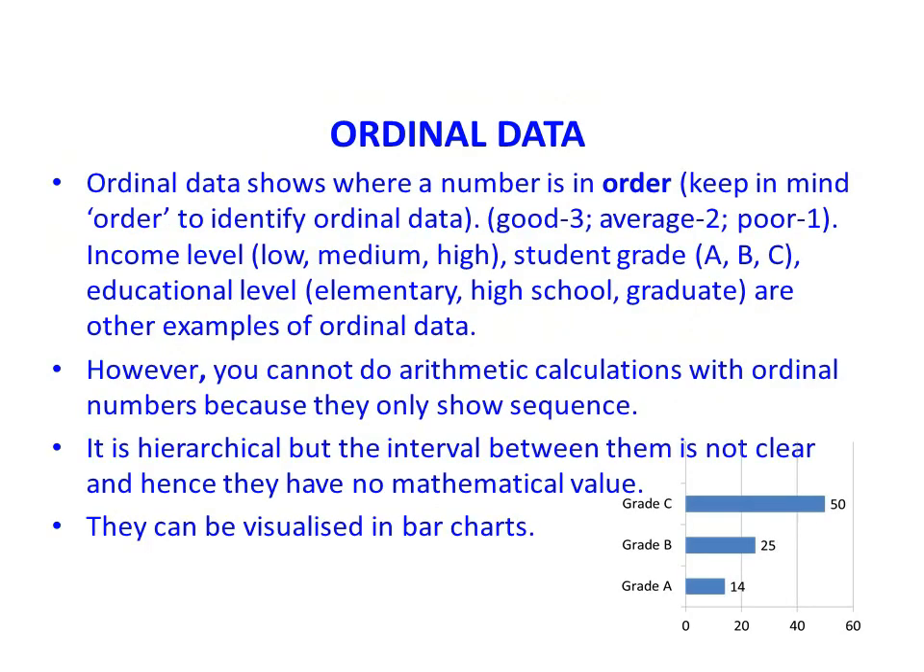Ordinal data. Ordinal data shows where a number is in order, remember, order, to identify ordinal data. Good 3, Average 2, Poor 1. Income level, low, medium, high, student grade, A grade, B grade, C grade, educational level, elementary, high school, graduate, are other examples of ordinal data. However, you cannot do arithmetic calculations with ordinal numbers because they only show sequence. It is hierarchical but the interval between them is not clear and hence they have no mathematical value. They can be visualized in bar charts.